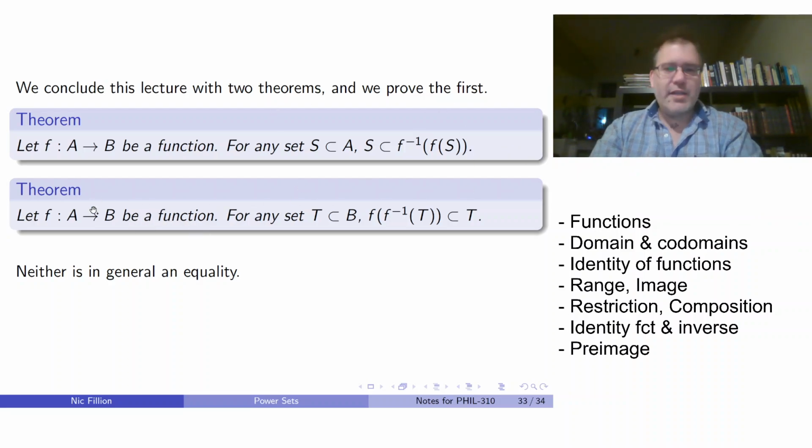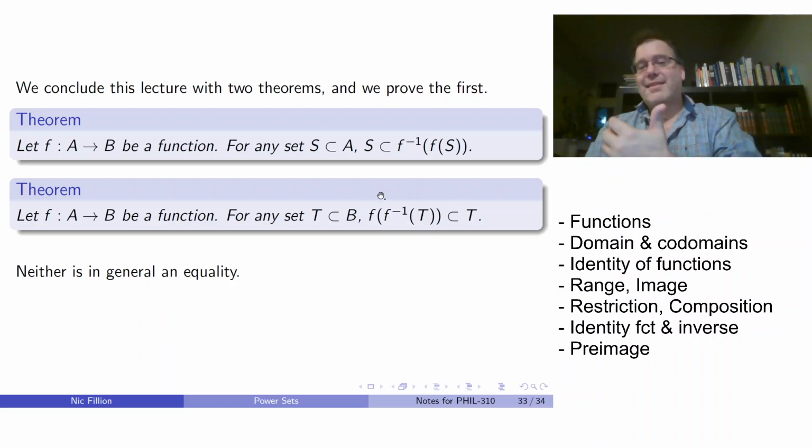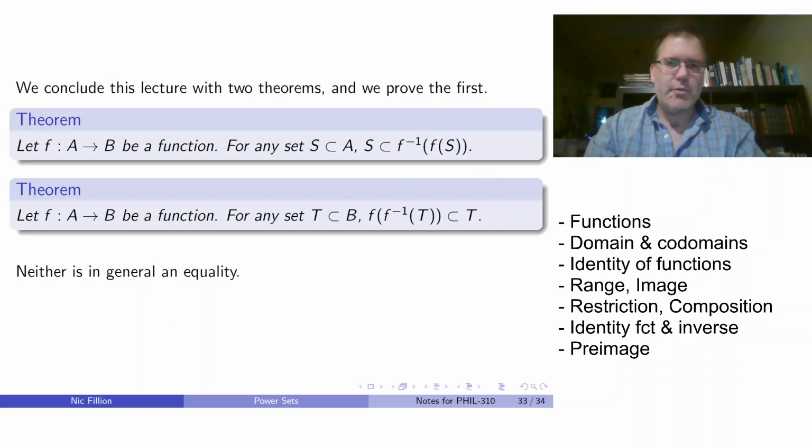And then the other theorem says, well, take an element of the codomain. First, take the pre-image of T, and then take the image of the pre-image of T, and that could contain fewer elements than T. So that is going to be a subset of T. Try to do that proof based on what we're going to see for the first one, just to play with the definitions a little bit.